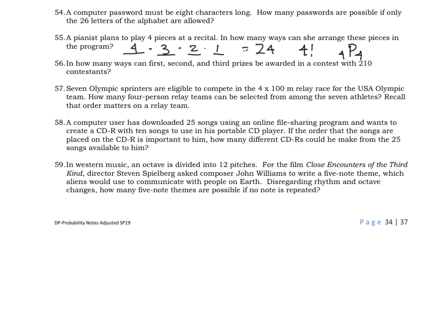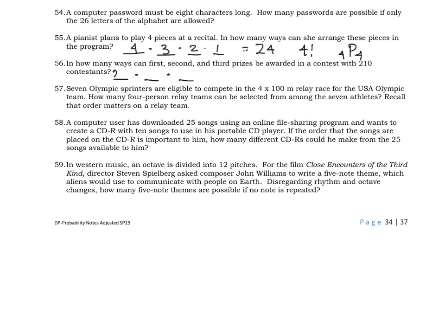Number 56. In how many ways can first, second, and third prizes be awarded in a contest with 210 contestants? Okay, so order does matter. People care what prize they get. We have a total of 210 contestants. And that's another thing. Repetition is not allowed. Somebody can't win first, second, and third prizes.